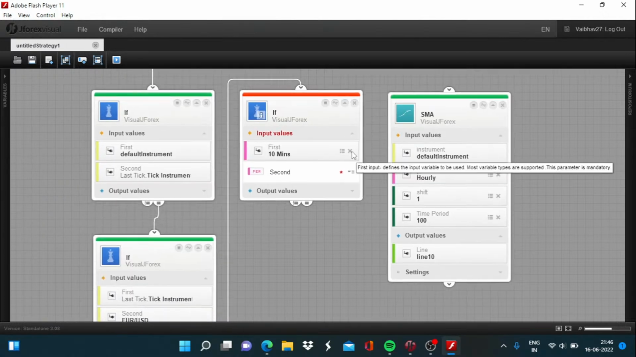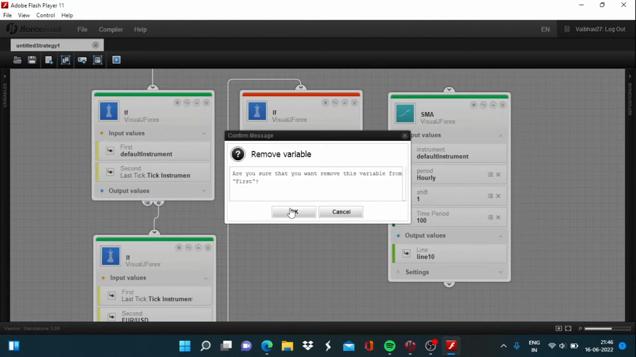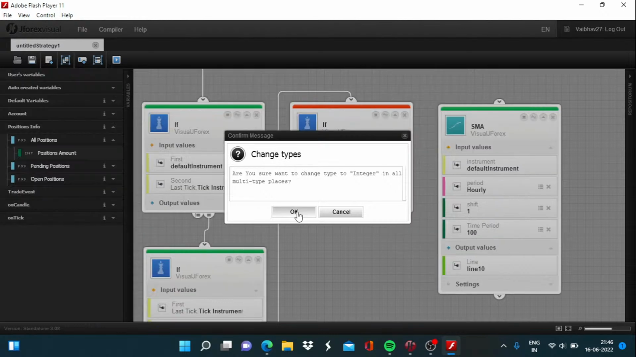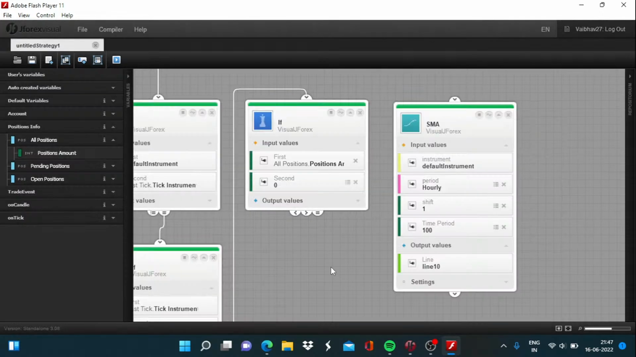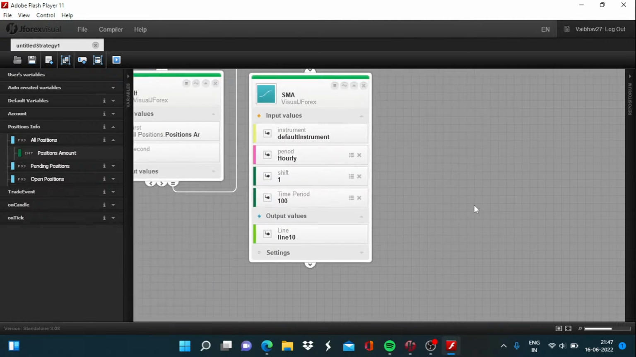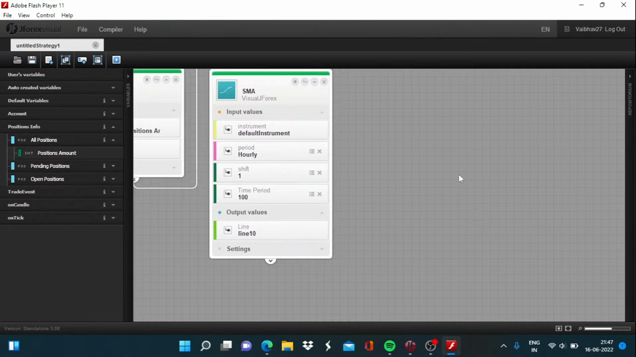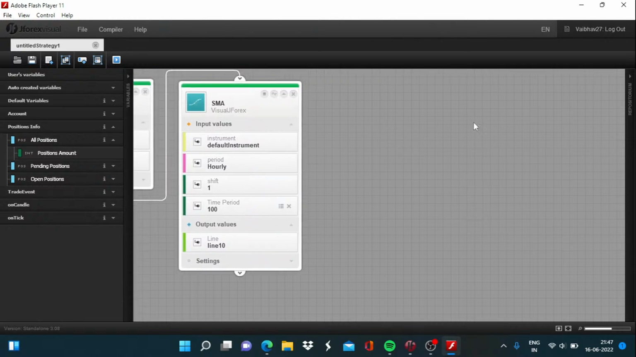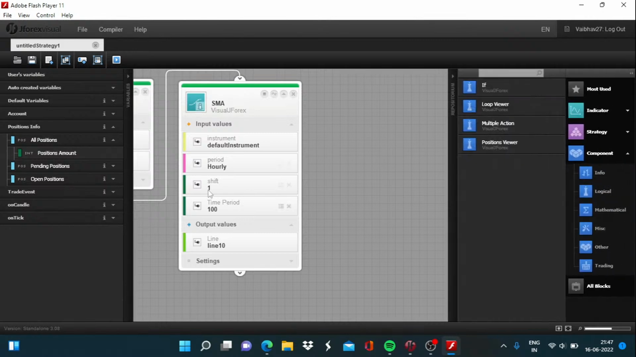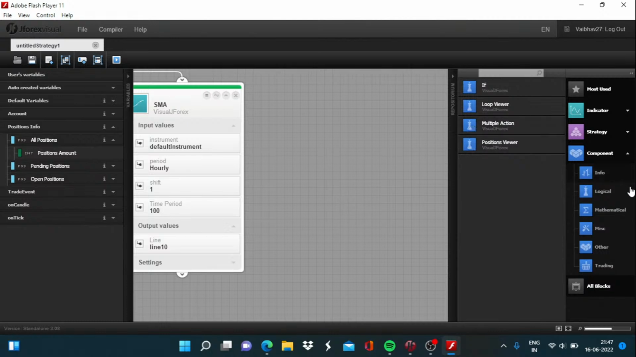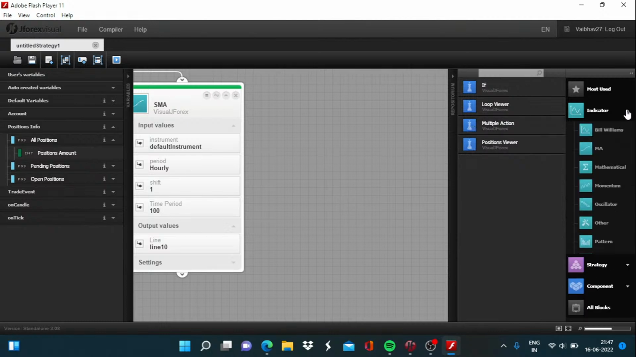I think something has gone wrong in this block, so I will have to redefine it. Position amount equal to 0. And we will compare the SMA's values over the last 6 hours. So one with the look back period of 1 and another indicator block with a look back period of 6 is needed.